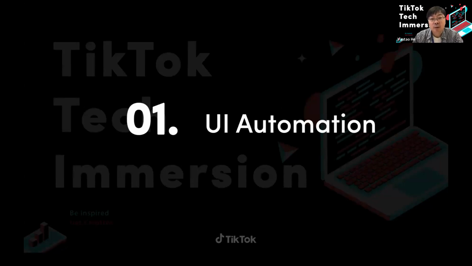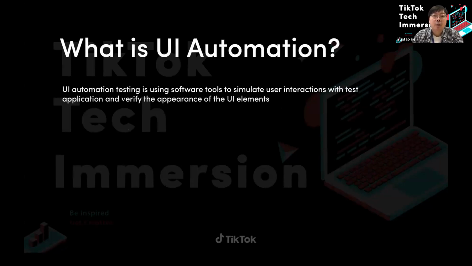Okay, the first part is UI automation. The first question is, what is UI automation? UI automation testing is using a software tool to simulate user interaction with the test application and verify the appearance of UI elements. From this statement, we can see it has several keywords. The first is simulating user interaction.